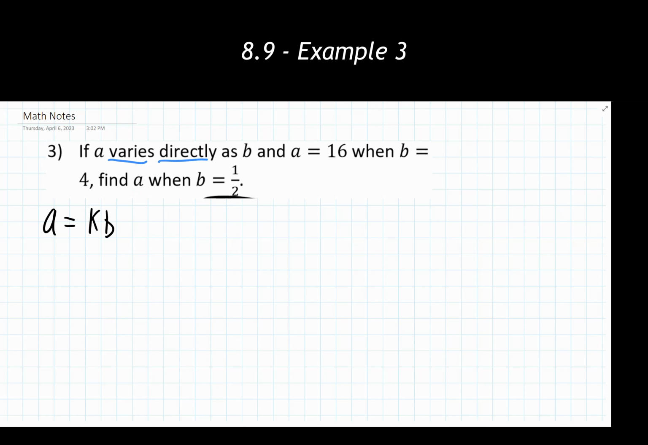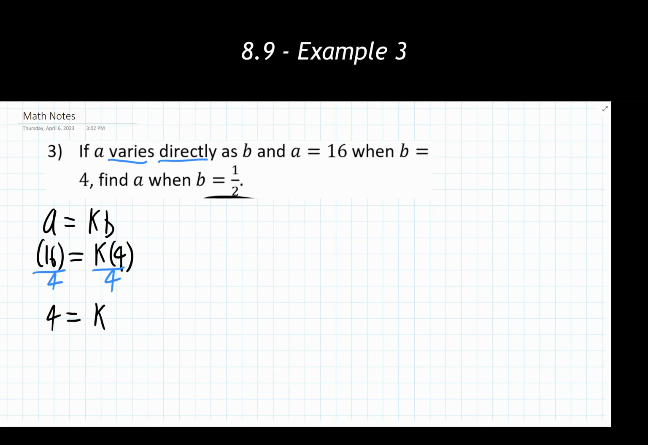So step 2 is telling us we need to substitute the given values in for the variables. I know a and b in this first scenario, so I'm going to plug those in. I know a is 16 when b is 4. So from here, I can solve for k. I can find what that value is. I'm getting 4 is equal to k.